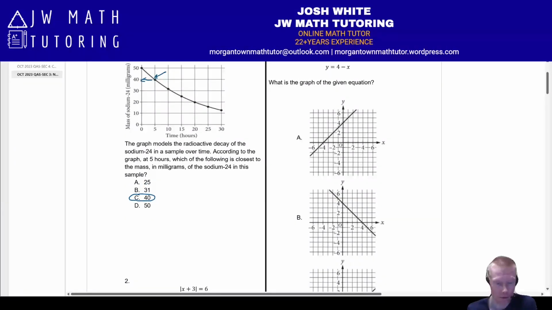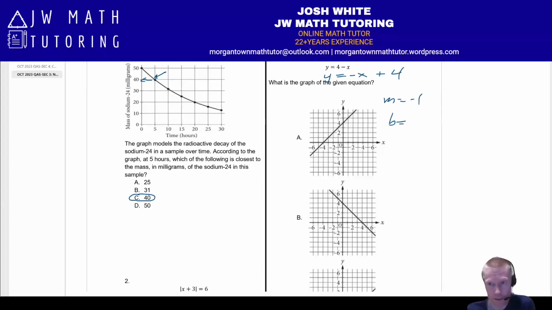All right, now for number 3, you are given the equation of a line and you're told to find its graph. So a couple things here. Notice that the slope of this line is going to be negative. If you rewrite it, it's just y equals negative x plus 4. So the slope is -1. Y-intercept is positive 4. Okay. Answer choice A is out. It has a slope of a positive value, so it cannot be the answer.